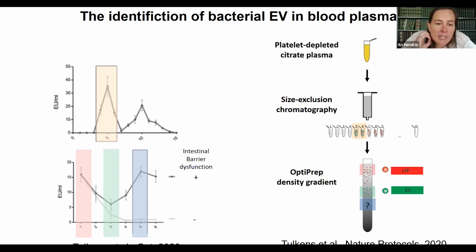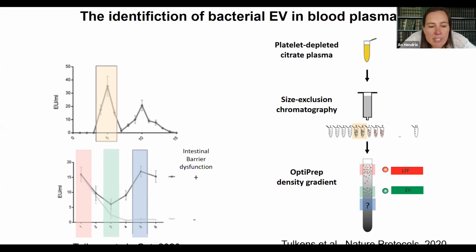And if we compare this variation in the LPS signal between a patient with an intestinal barrier dysfunction and a patient without intestinal barrier dysfunction, we observe that although there is no difference in the LPS levels in the lipoprotein particle fraction, we do see a significant difference in the LPS fraction of the density that may correspond to bacterial extracellular vesicles.